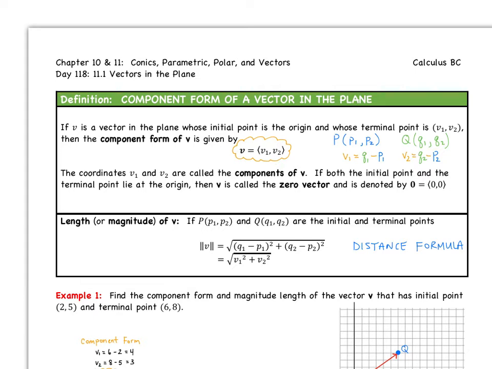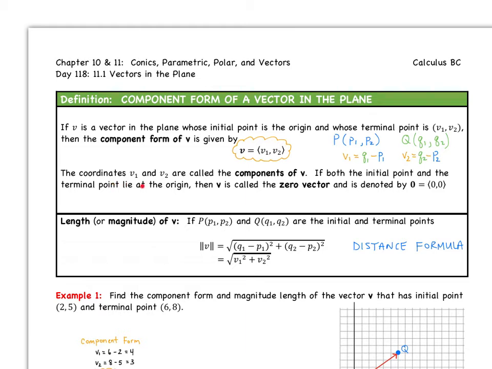So how do we figure out the components? Well, P would be our initial point, Q would be our terminal point. So to figure out V1, V2, we can simply say V1 is equal to Q1, the terminal, minus the initial, Q1 minus P1, and then V2 is going to be Q2 minus P2. So that's how we figure out those components.